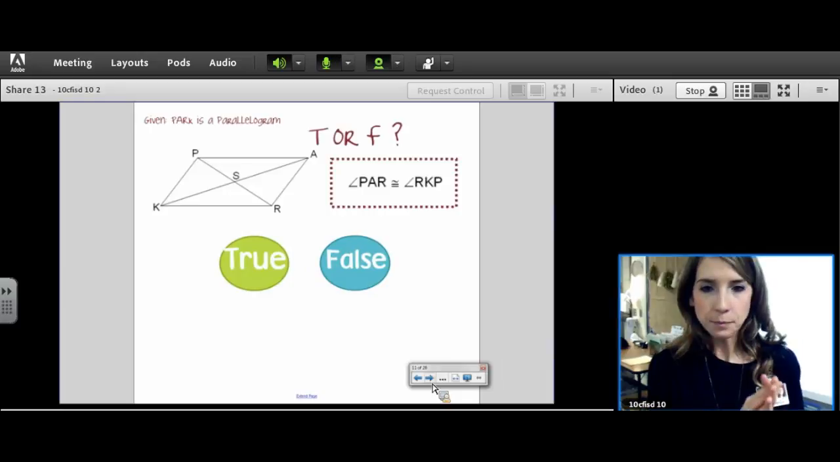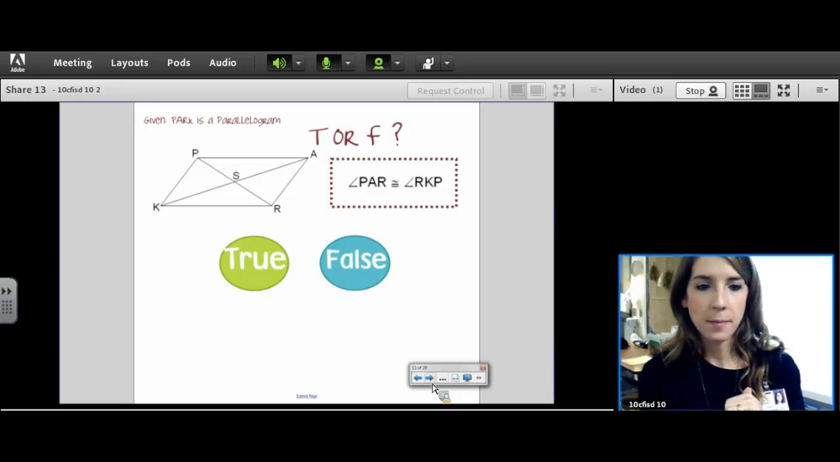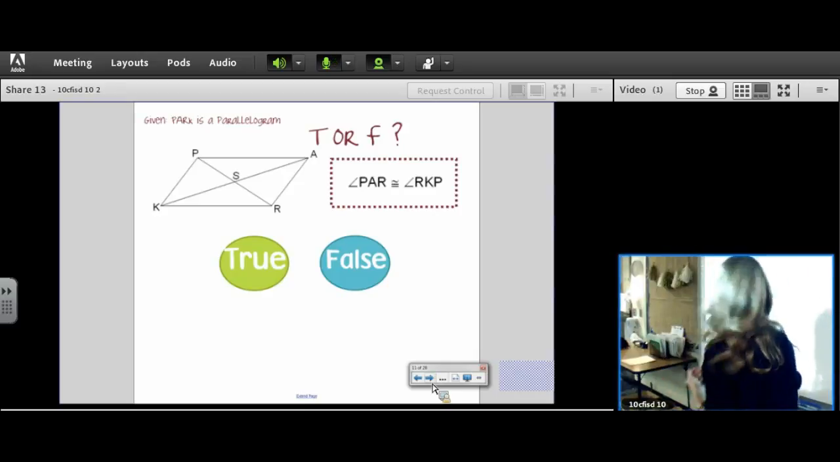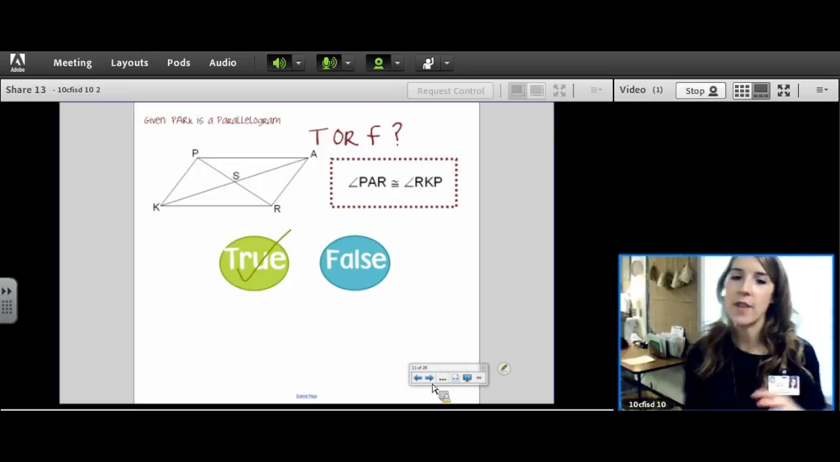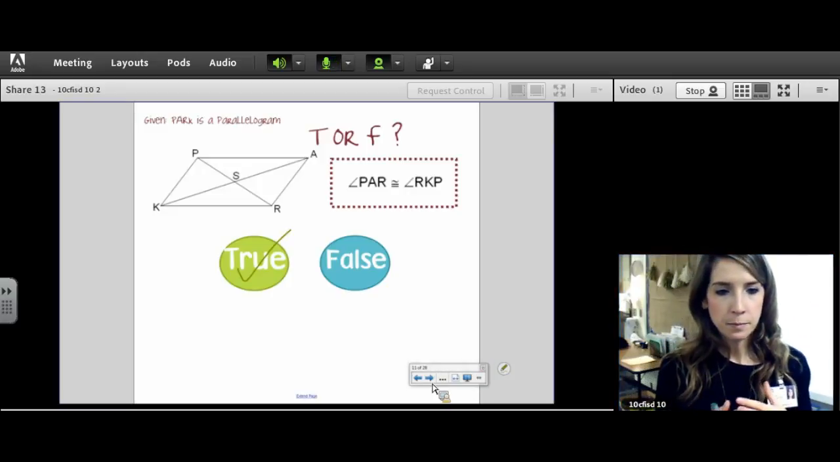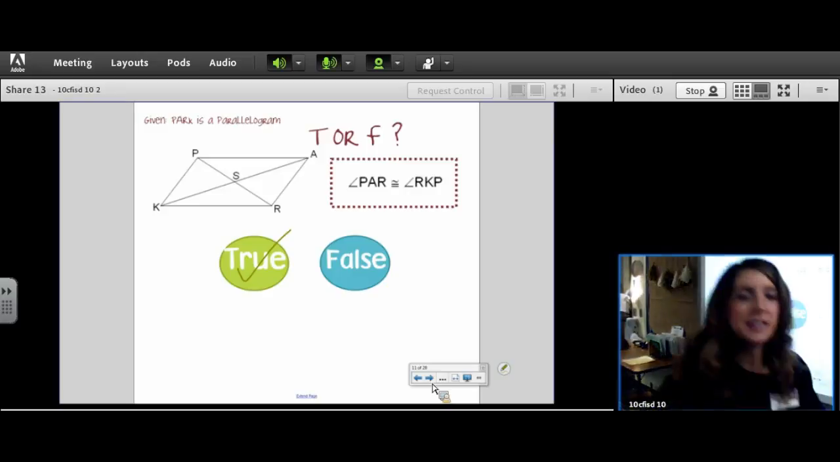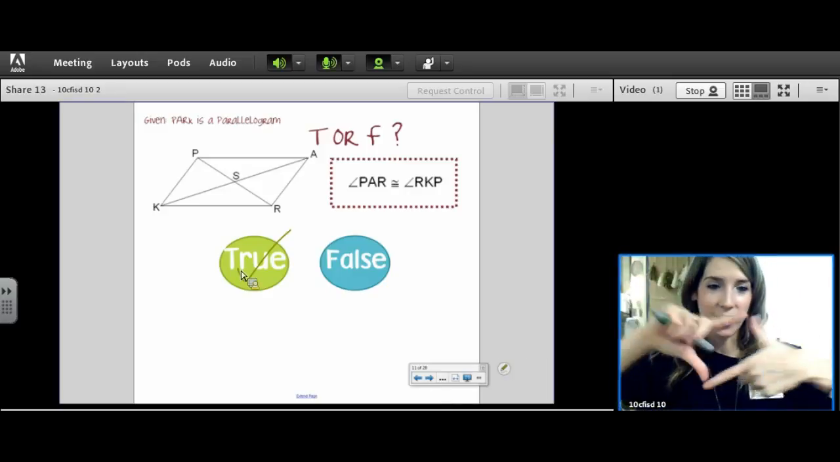True or false? Angle PAR is congruent to angle RKP. Good, very good. What property is that? The answer is true. What property? We always have to verify with a property. Opposite angles are congruent. Very good.